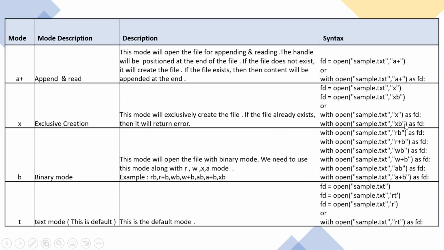XB, RB, WB, or R plus B, RB plus, WB plus, A plus B, all these operations we can do whenever we are dealing with a binary file. T is text mode, and this is the default. If you are not specifying anything, it reads the file content in text mode. RT reads the file content in text mode.